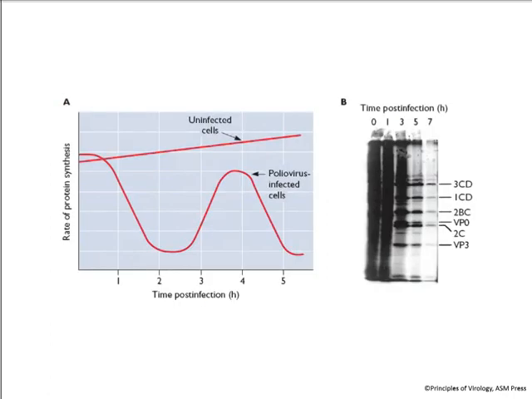And the shutoff is shown here in an experiment. If you infect cells with poliovirus and you look at the rate of protein synthesis with time, you can see in uninfected cells the rate continues unabated. In infected cells, protein synthesis is shut off at around 2 hours after infection, and then it's replaced by viral protein synthesis. And if you label the proteins with a radioactive methionine and run them on a gel, you can see the shutoff happening very clearly at 3 and 5 and 7 hours post-infection.